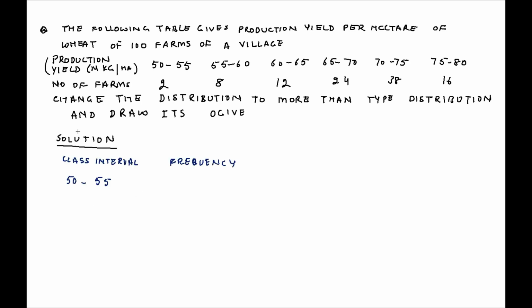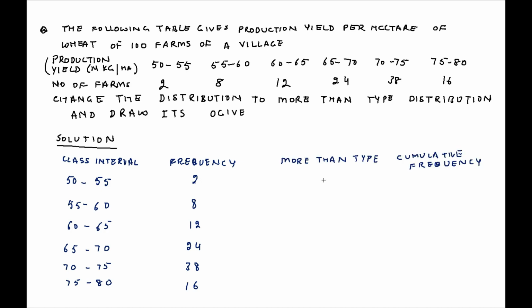50 to 55, 55 to 60, 60 to 65, 65 to 70, 70 to 75, 75 to 80. Write frequency 2, 8, 12, 24, 38 and 16. Write more than type. More than 50, frequency is 100. You have to add all the frequencies. More than 55, you are to add remaining frequencies. That means if you subtract 2 from 100, you will get 98. So frequency is 98, 100 minus 2.